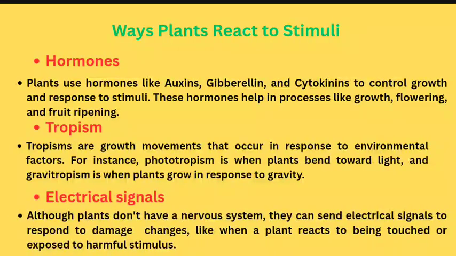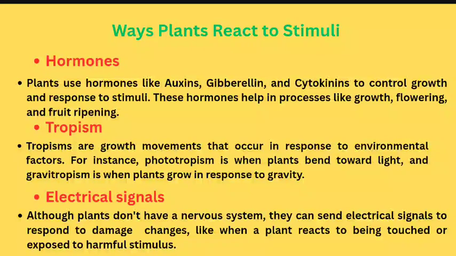Now we are going to explore the third topic, that is ways plants react to stimuli. In this topic, we will know how plants can coordinate. Since they have no nervous system, they coordinate in a better way. So what helps the plant to coordinate in a better way? These are the three things that help plants to coordinate.